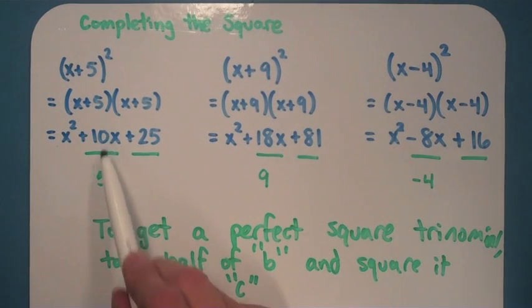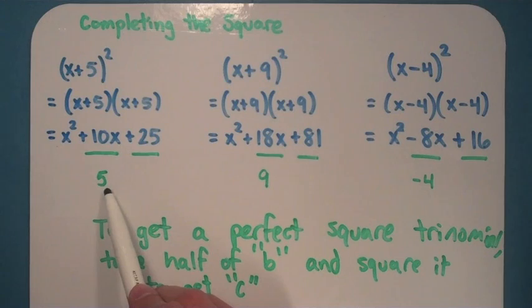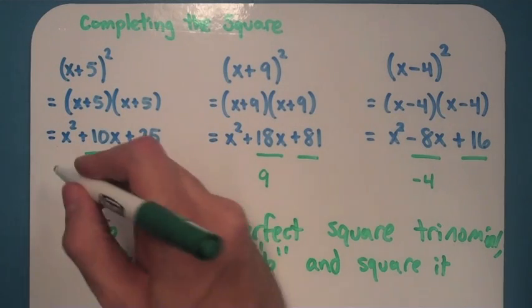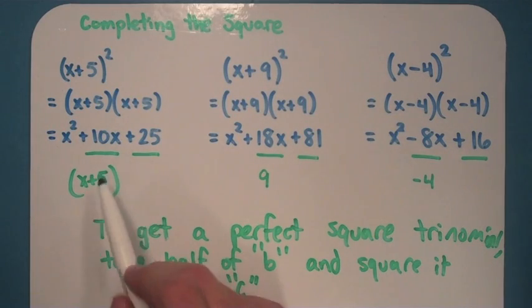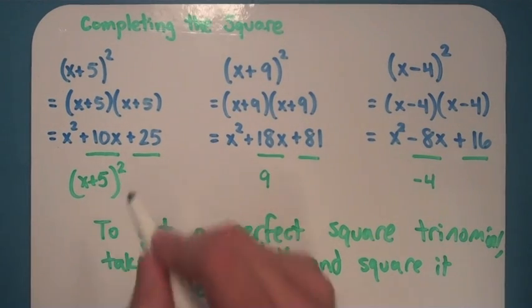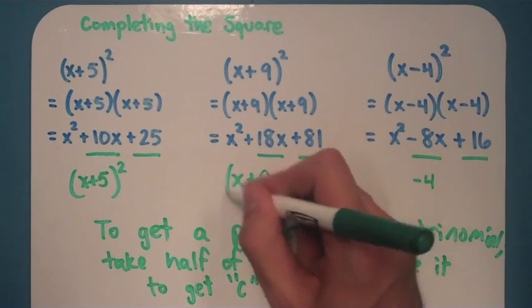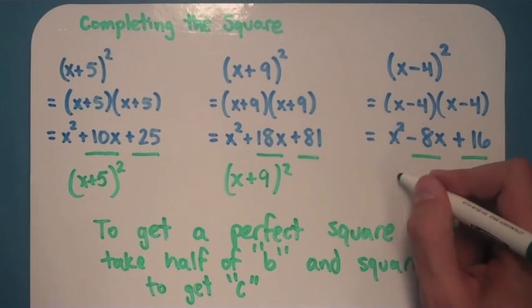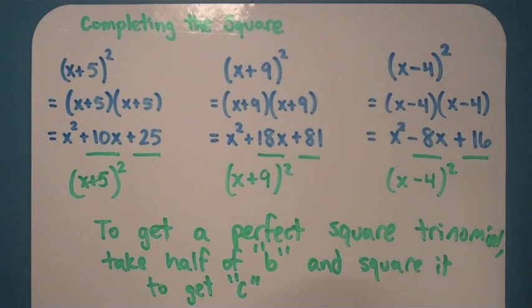Now notice on these problems that I wrote down the half. When I took half of 10, I wrote down a 5 right here. This actually factors, if you do magic numbers, into x plus 5 times x plus 5, or in other words, x plus 5 squared. When I wrote down this 9, this factors into x plus 9 squared, and this one factors into x minus 4 squared. It's kind of a factoring shortcut with our magic numbers. I'm not going to bother showing it for these, but if you write down the half, that's actually what goes in the parentheses with x there.